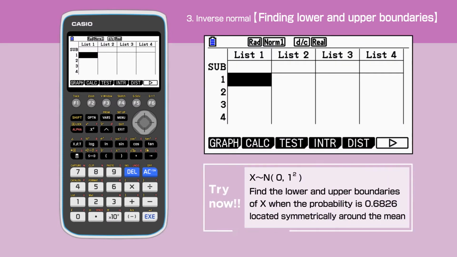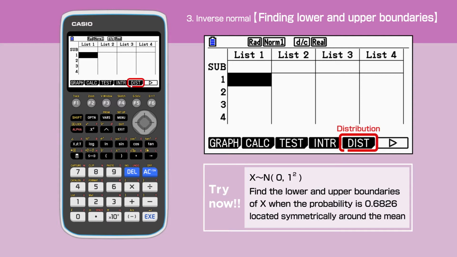In this video, we are going to solve the following question. X is a random variable that is normally distributed with a mean 0 and standard deviation 1. Find the lower and upper boundaries of X when the probability is 0.6826 located symmetrically around the mean.